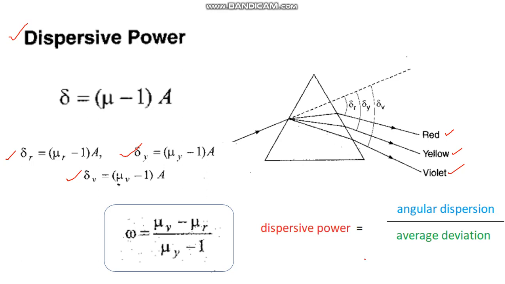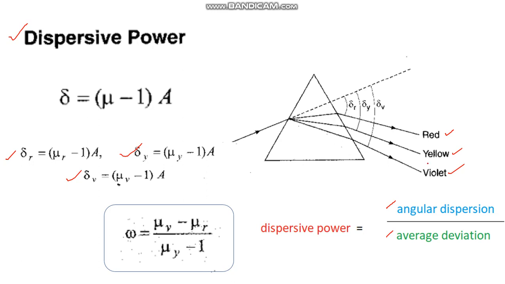So the dispersive power is defined as angular dispersion divided by average deviation. When you talk about average deviation, we consider yellow as the average deviation. And angular dispersion, this numerator part, is basically the difference of violet and red deviations. That is, delta V minus delta R is the numerator part, and the denominator part is the deviation of the yellow color, which is considered as the average deviation.